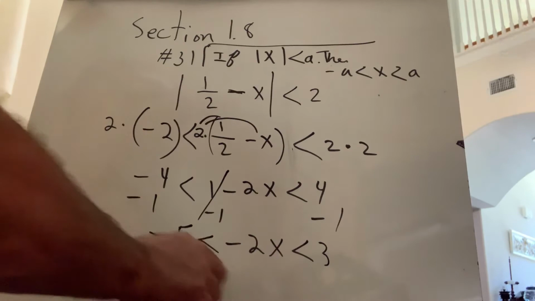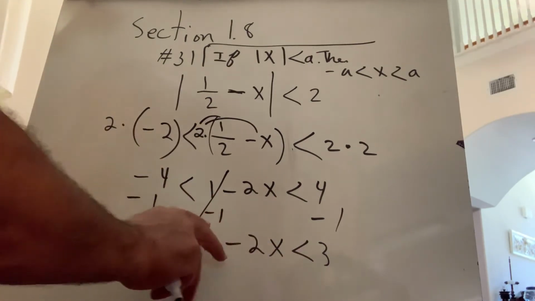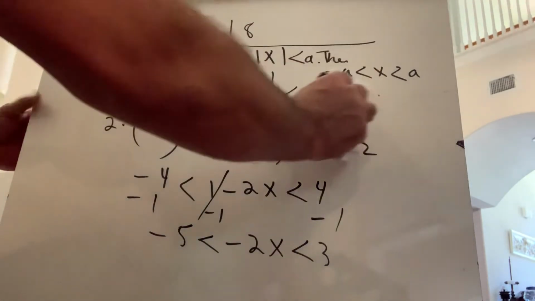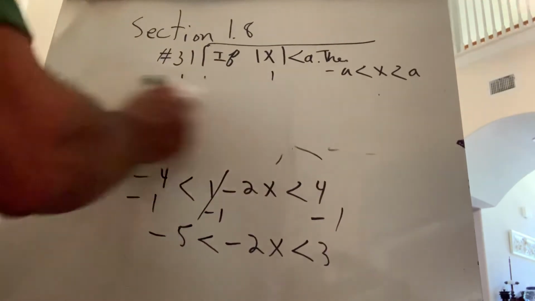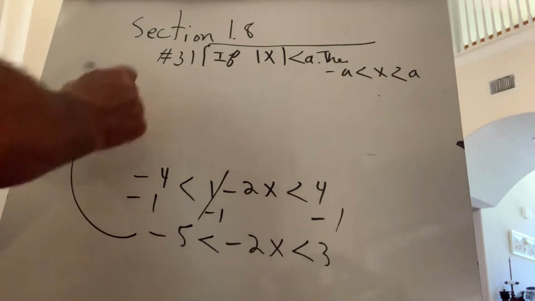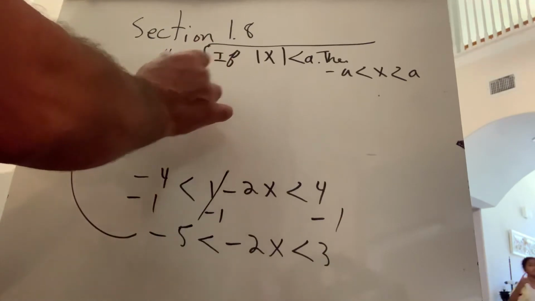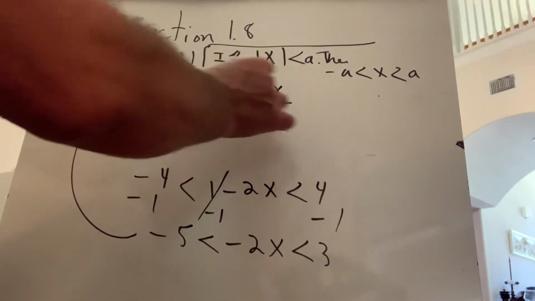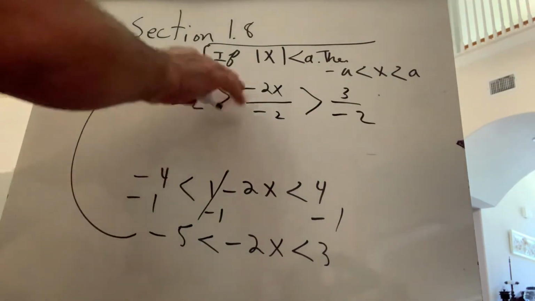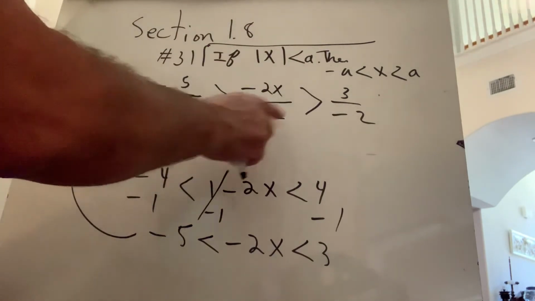The last step is to remove the negative 2 in front of the x, which we'll do by division, but don't forget you're about to divide by a negative, so you have to flip both inequality symbols. I'm going to take it upstairs so you can see it better. From here, we're going to divide by negative 2 and flip the inequality as I divide. Negative 5 divided by negative 2, so the less than becomes greater than. Also negative 2x divided by negative 2, and also 3 divided by negative 2. Again, we divide by negative 2 to remove the negative 2 in front of the x, but we also flip the inequality symbols because we are dividing by a negative.